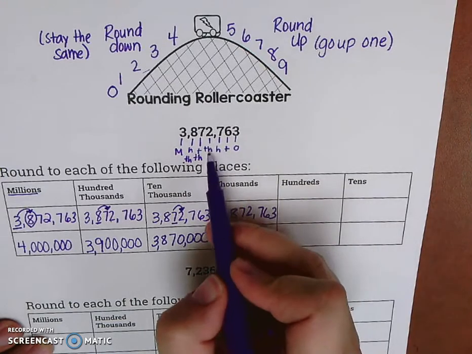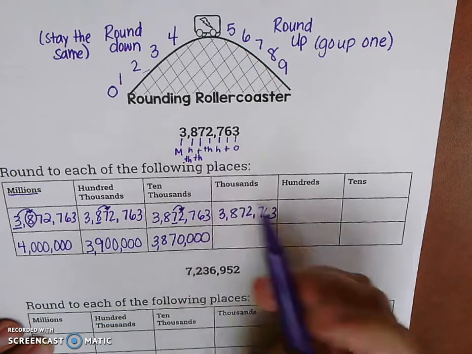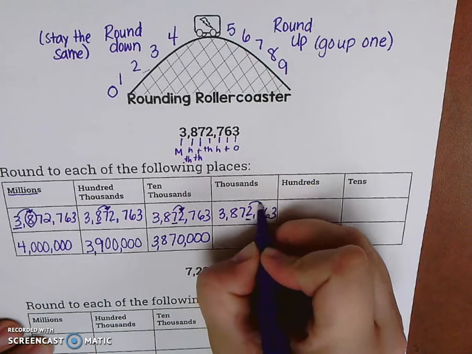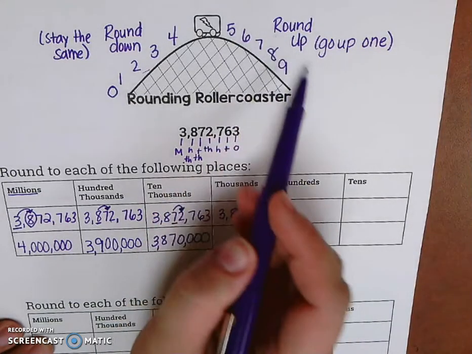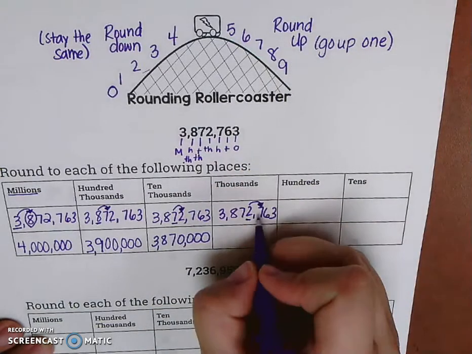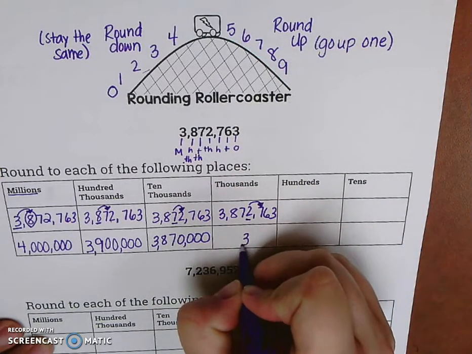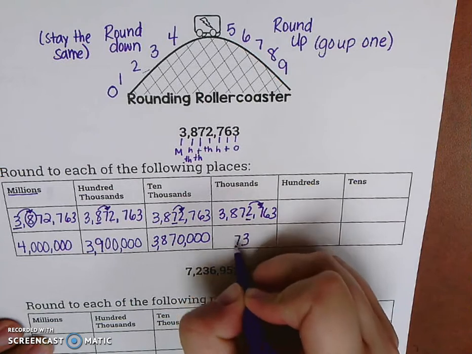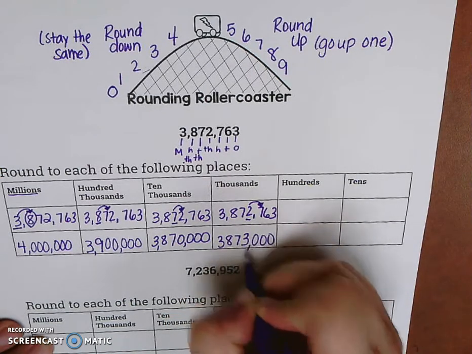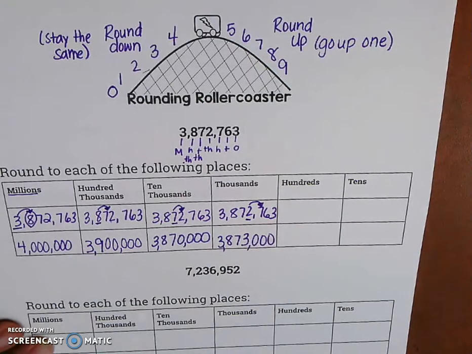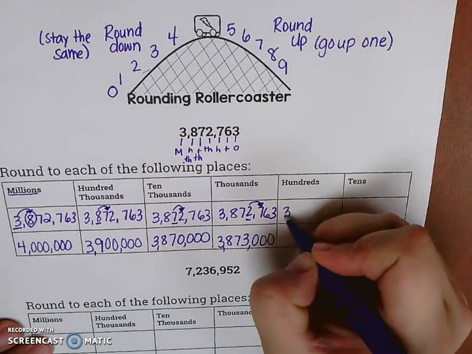The number in the thousands place would be this 2 here. So I look at my 2. I look to the number to the right. It's a 7. The 7 on my rounding roller coaster is on this round up side. So that means the 2 is going to become a 3. The numbers in front are going to stay the same. The numbers behind are going to turn to 0. Okay, let's go to the hundreds place.